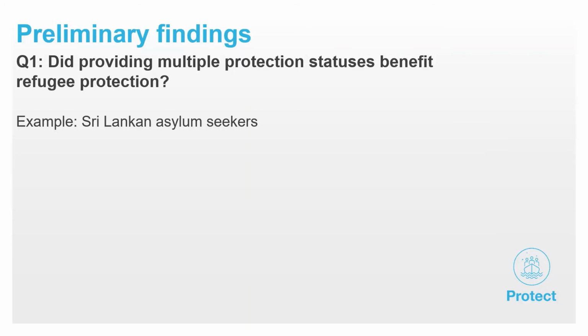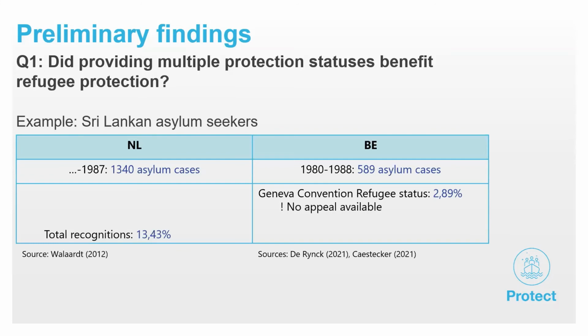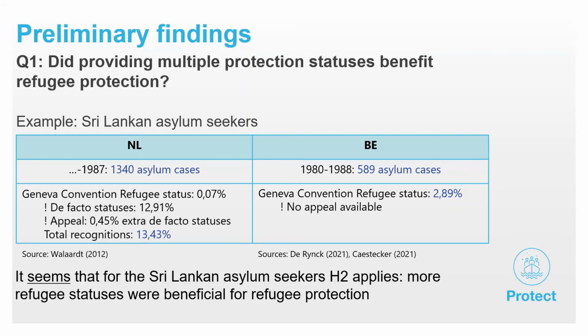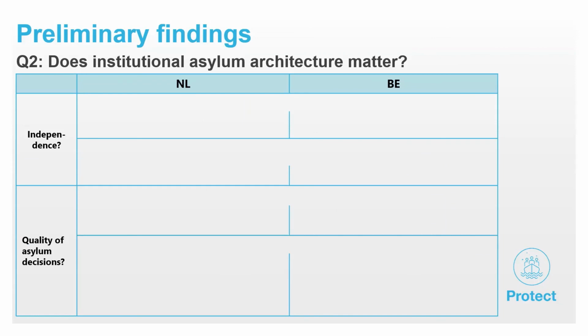Another example concerns the Sri Lankan asylum seekers. When we look at these numbers, we see that Sri Lankan people were more often protected if we include the de facto statuses and the statuses granted in appeal. Thus, in this case, it seems that our second hypothesis prevails, that more refugee statuses were beneficial for refugee protection. For now, we have to conclude that we need more numbers to make a stronger case. We also need to look into the role of several potentially impactful variables, such as the number of asylum cases and nationality.